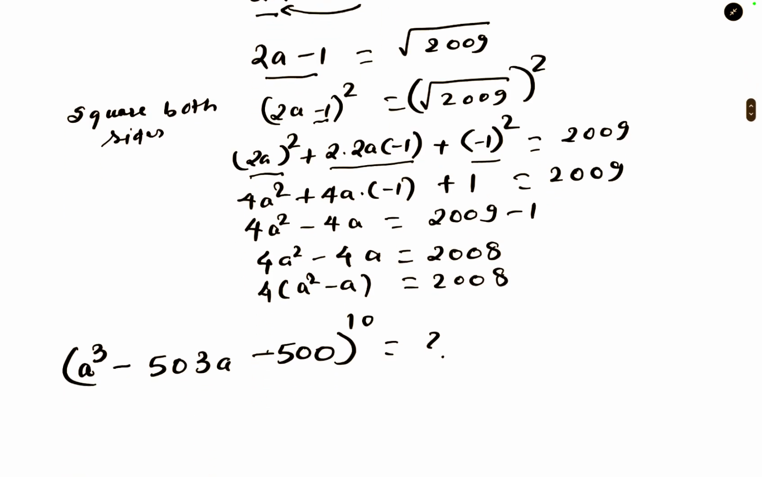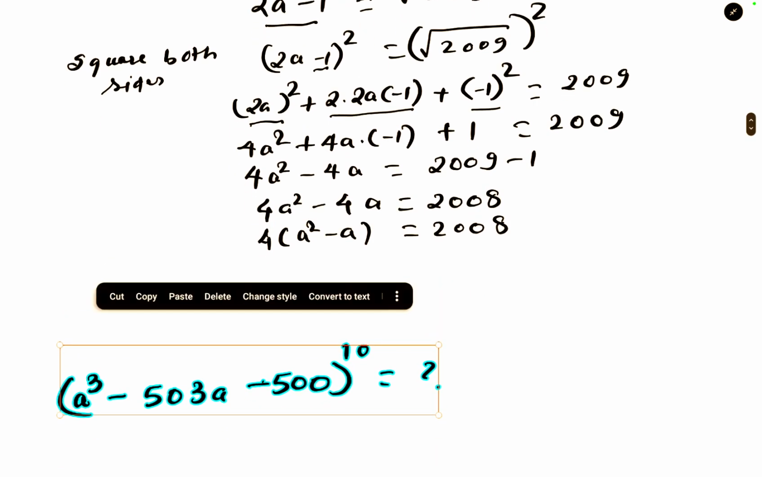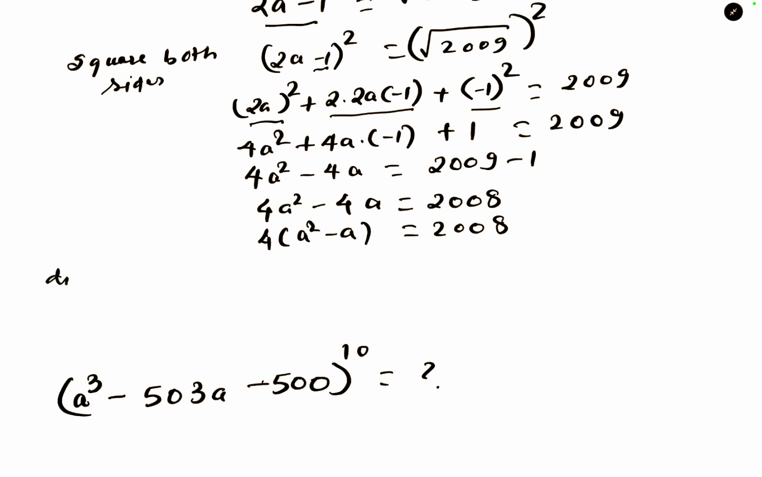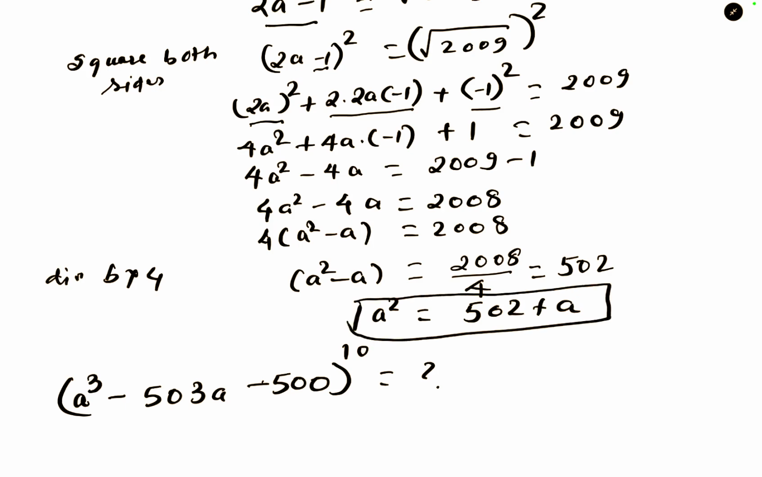In the next step, we will divide both the sides by 4 and find out the a value here. Dividing both sides by 4, what we get is a square minus a is 2008 divided by 4. So what we get is 502 on the right hand side. Now my a square becomes 502 plus a. This is a very important value which we will use to find out the value of the given expression. So this is my equation 1 which we will try to use.